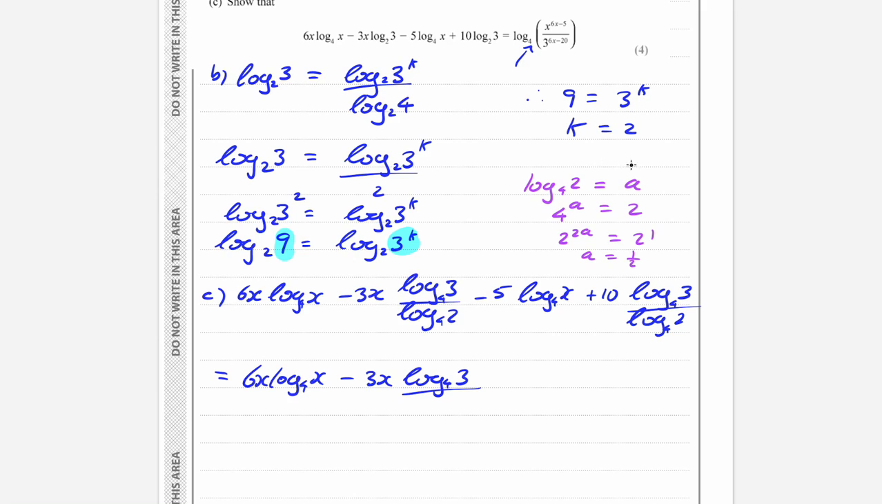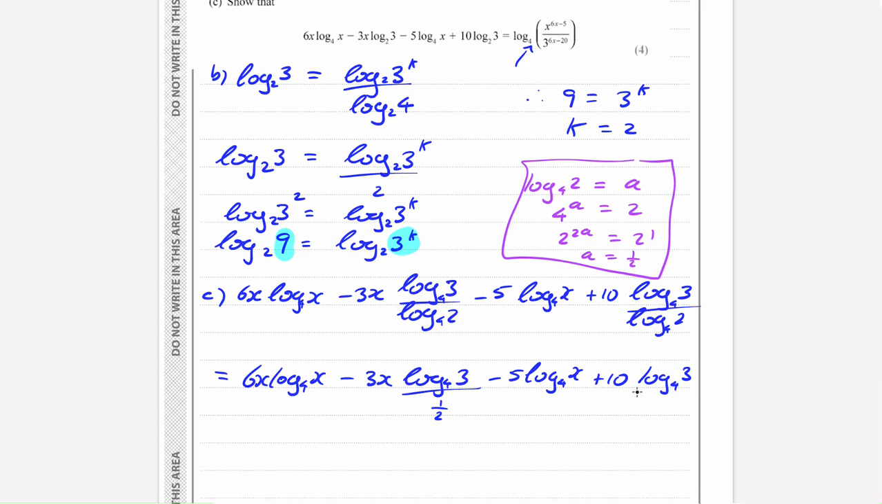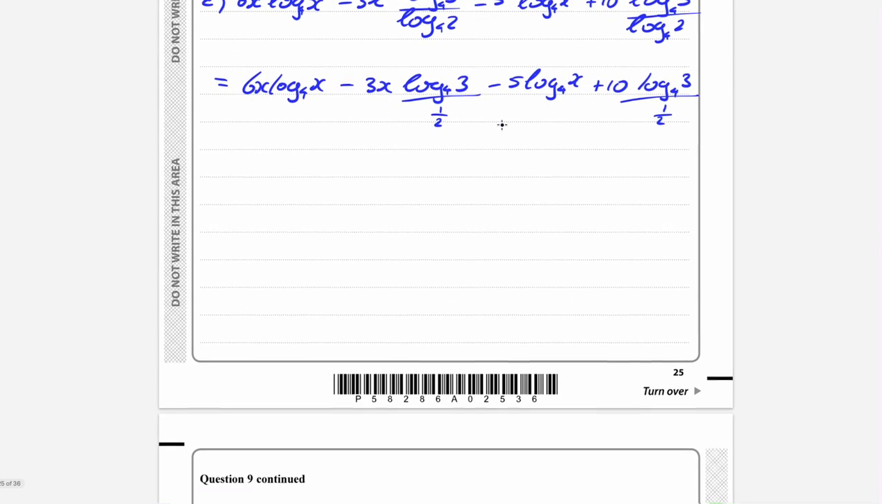Anyway, that, which is obviously separate, is why log 2 base 4 is equal to a half. So I'm going to put a half here, minus 5 log x base 4 plus 10 log 3 base 4, and again over a half. Okay, now we're trying to get to here, guys, but we will get there. Let me just move down.